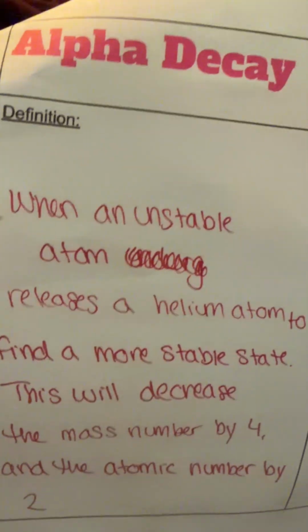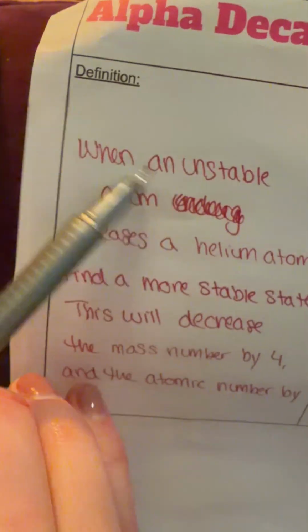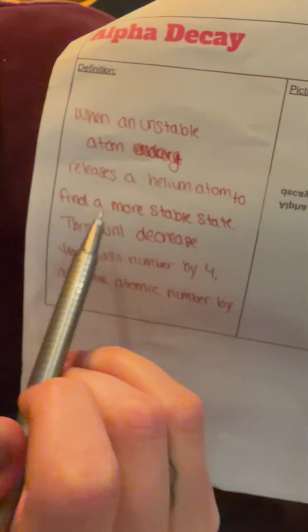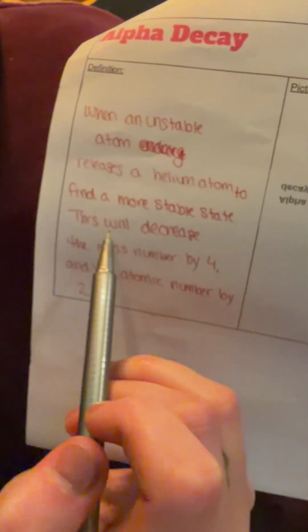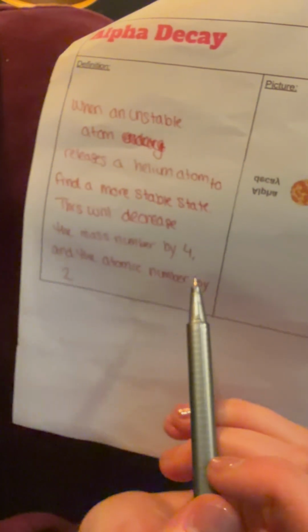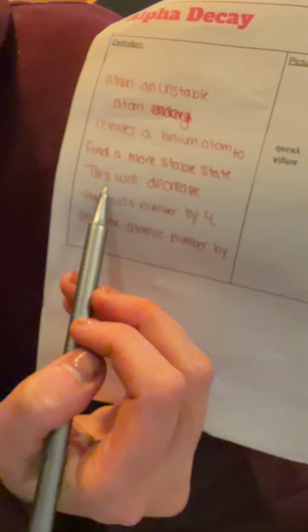And I think that covers all of your, this is the last vocab word. So officially, alpha decay is when an unstable atom releases a helium atom to find a more stable state. This will decrease the mass number by 4, right? Because helium has a mass number of 4. And if you're taking away a helium atom, then you're taking away the 2 protons and 2 neutrons. So this will decrease the mass number by 4 and the atomic number by 2 every single time.